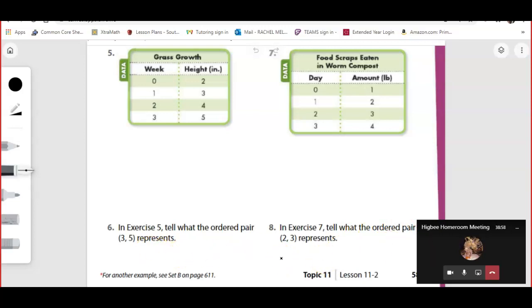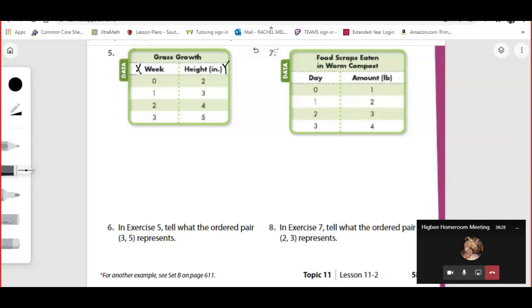Okay, so first look at number 5. Look at that table. What's the title? Everybody, what's the title for number 5? Grass growth, absolutely. Okay, so what is the x-axis? The week. And what's the y-axis? Height in inches. Okay, all right.